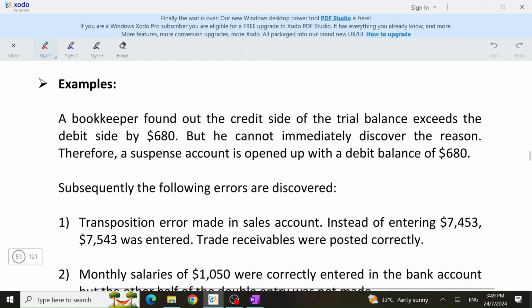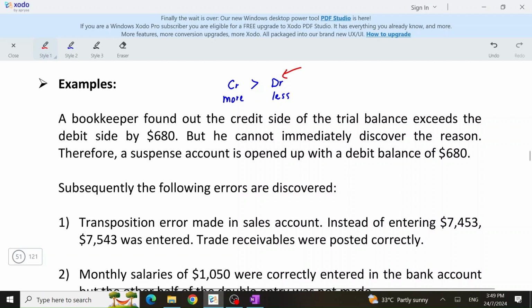What does the question say? Credit more than debit. Which one is more? Credit. Which is lesser? Debit. So when you open your suspense account, which way do you choose? Should it have a debit balance or credit balance? Debit. I always choose this.